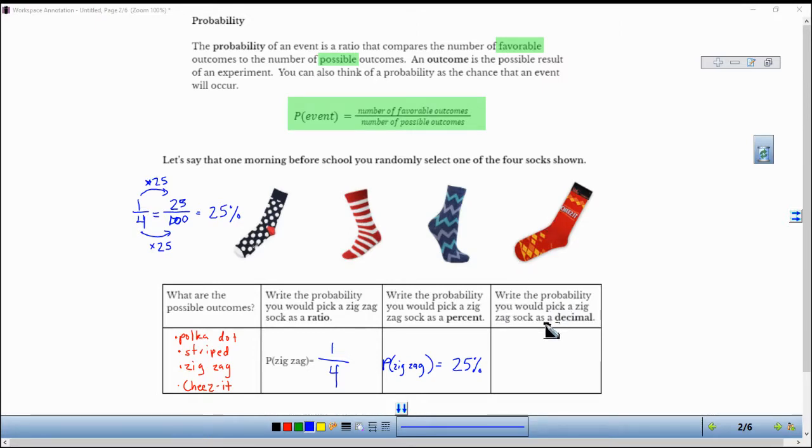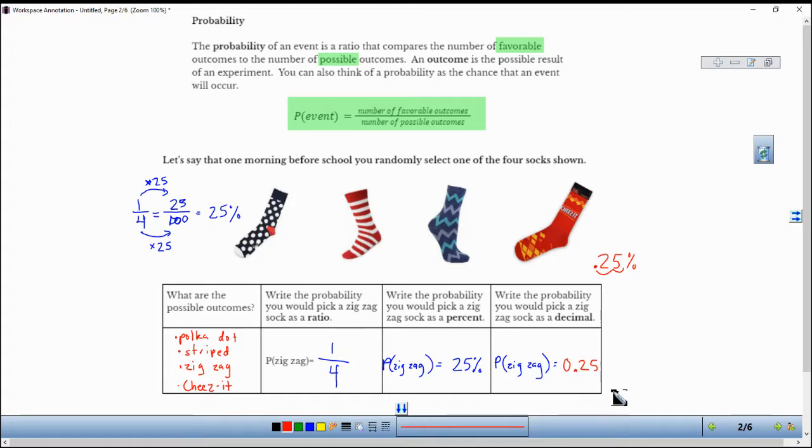Okay, it says write the probability you would pick a zigzag sock as a decimal. We're going to set that up in a similar way. Probability of zigzag. Now, to write this percent as a decimal, all we'd have to do is move the decimal point 2 times to the left. So if we have 25%, to make that a decimal, you just move it 1, 2 times, and there you have it, 25 hundredths, which makes sense because 25% is 25 out of 100. 25 hundredths would be the decimal.